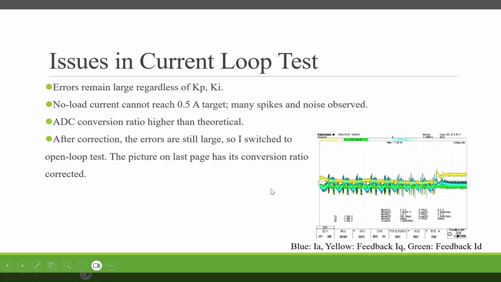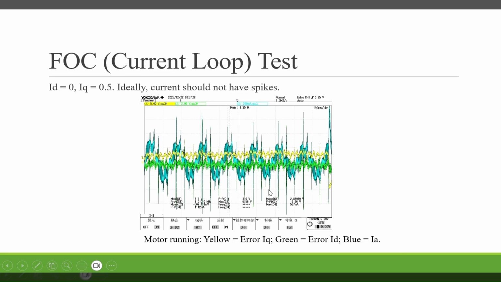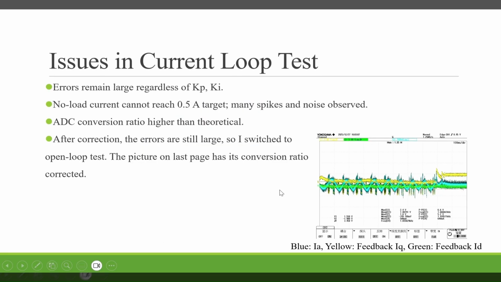By the way, the picture on the last page has its conversion ratio corrected. And let's see this graph. Blue is IA, yellow is feedback IQ, and green is feedback ID. Ideally, we want IQ to become 5 volts in this test, and ID become 0. We can observe that ID is sort of 0, so kind of okay, but IQ is definitely not okay because it is far from 5 volts.